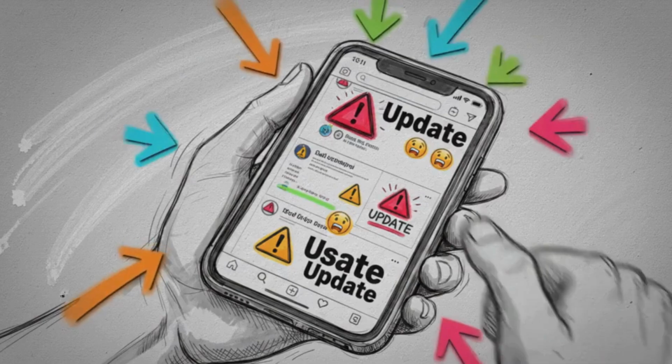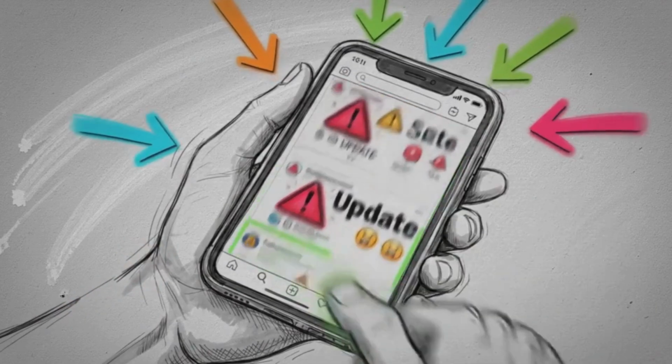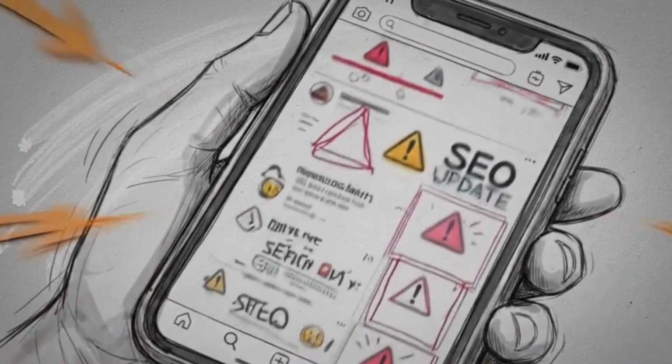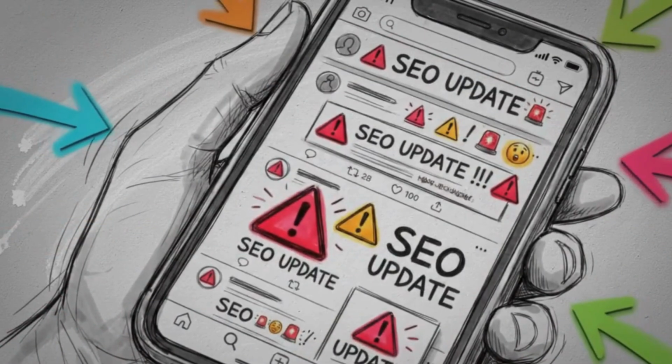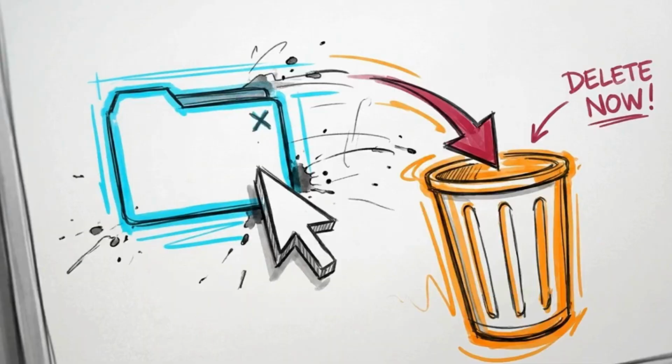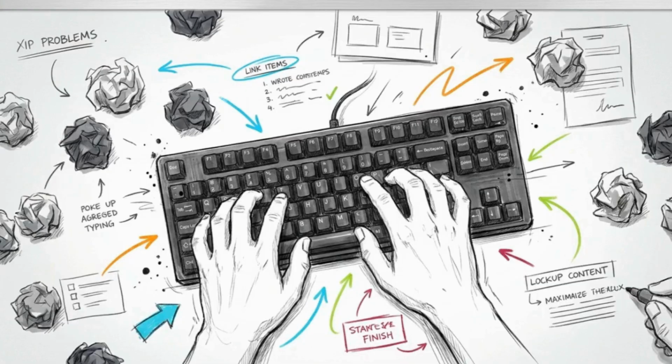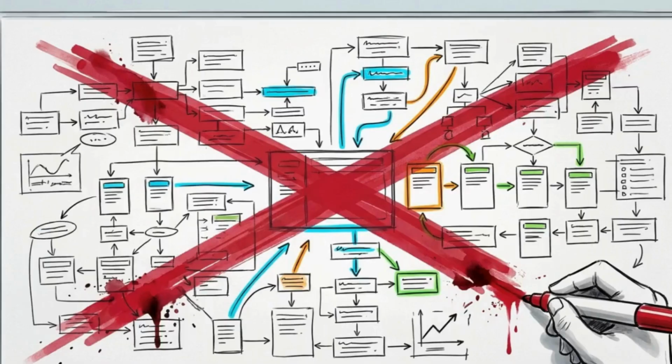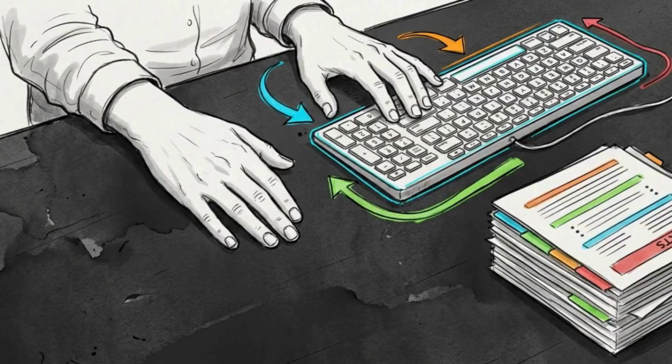You open your timeline and see everyone panicking. A new Google update just rolled out, and the immediate advice is almost always the same. Delete your old content, rewrite all your blogs, change your entire strategy right now. Stop reacting to those rumors.